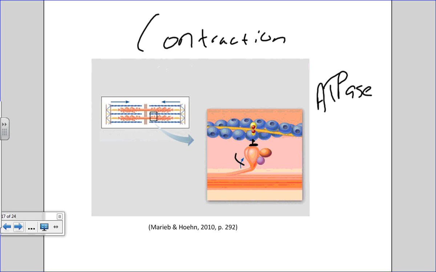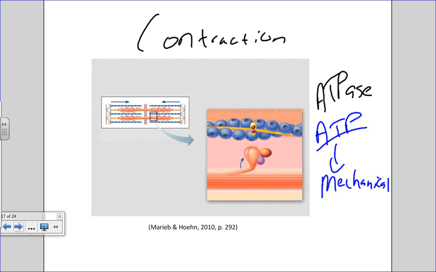Now remember, we talked about yesterday when I introduced muscles and the property of contraction. When we contract a muscle, we're taking chemical energy, ATP, and converting that into mechanical energy. In order to do this, we have to cleave some of the chemical bonds within ATP so energy can be released. That's where ATPase comes in.